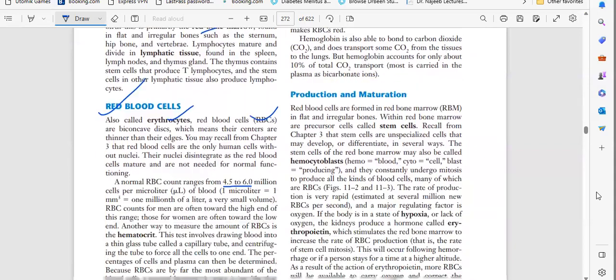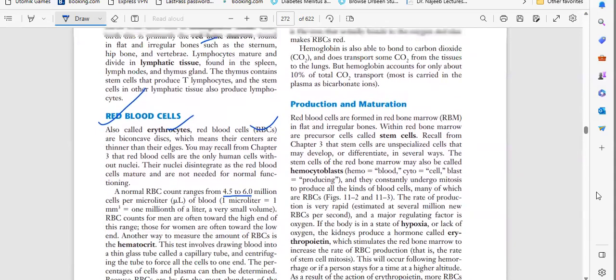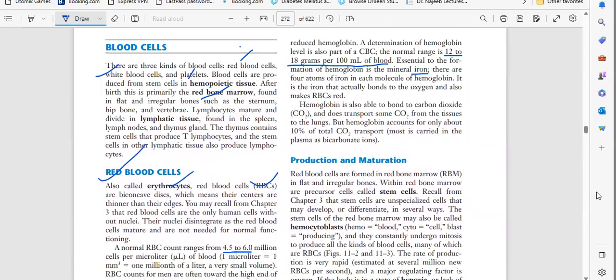Next is production. I told you where production happens. Till now, what we talked about are the blood cells. The blood cells are RBC, WBC, and platelets. What is another name of RBC? Erythrocytes. Erythro means red, cytes means cells. Erythrocytes means red blood cells.